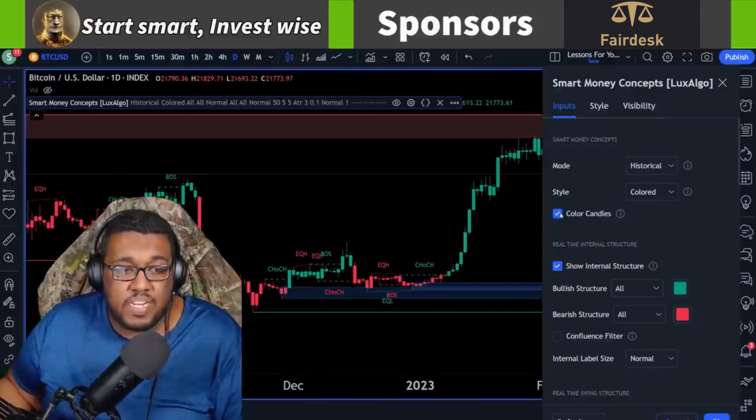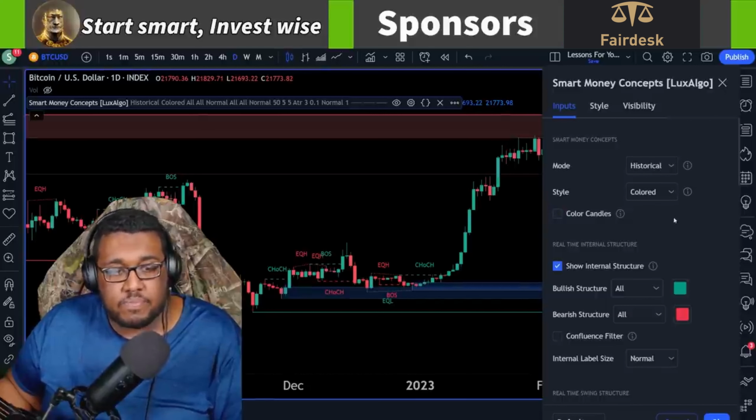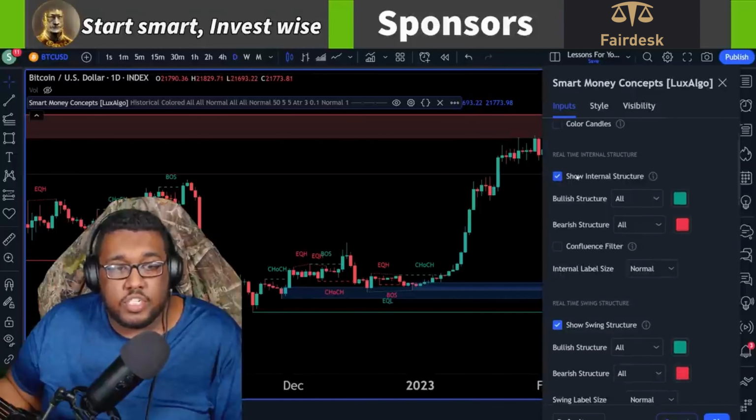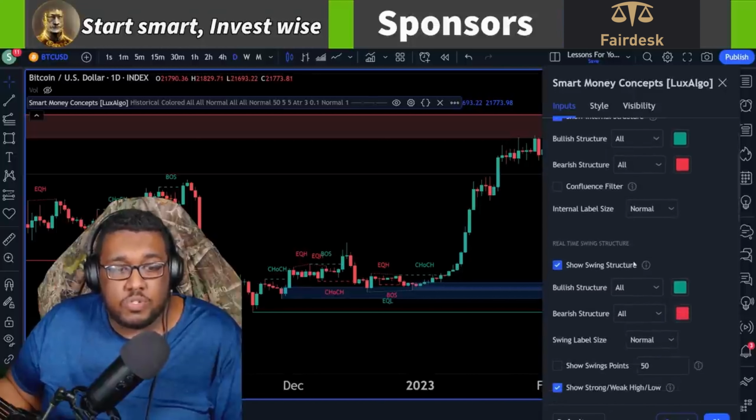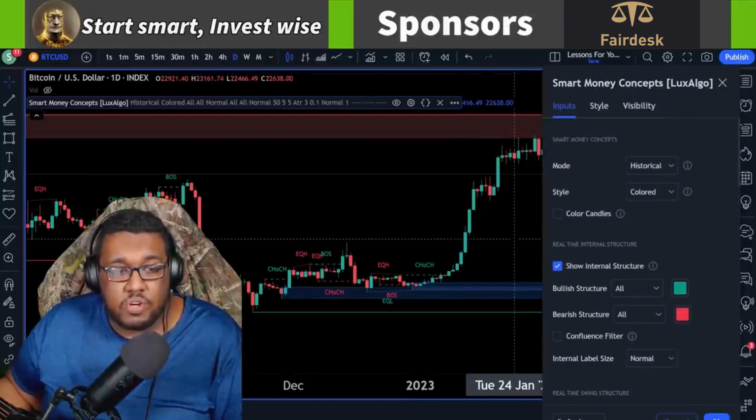I'm going to turn this off because I like to see red and green candles. It's just my preference. You guys can always turn this off and on at your own preference. Next, you're going to see show internal structure and show swing structure. Let's talk about the structure.